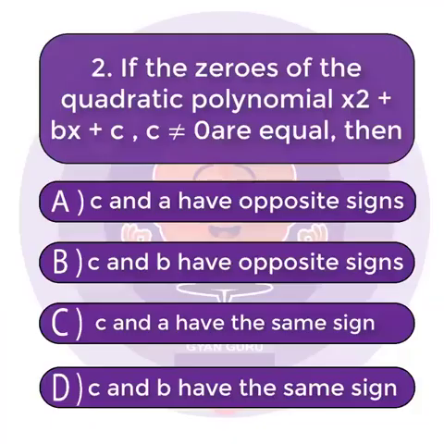If the zeros of the quadratic polynomial x² + bx + c, c not equal to 0, are equal, then: a. c and a have opposite signs, b. c and b have opposite signs, c. c and a have the same sign, d. c and b have the same sign.